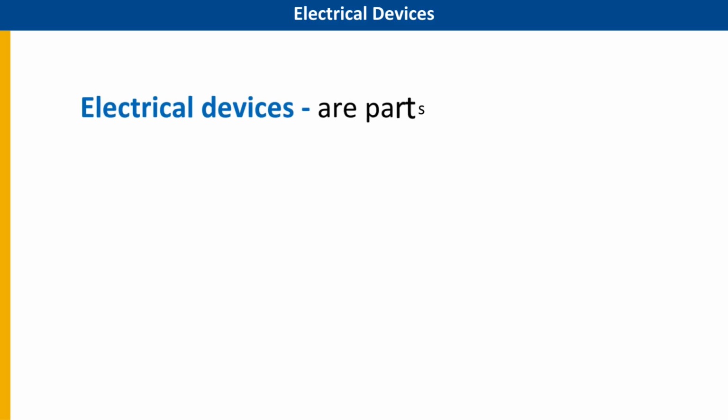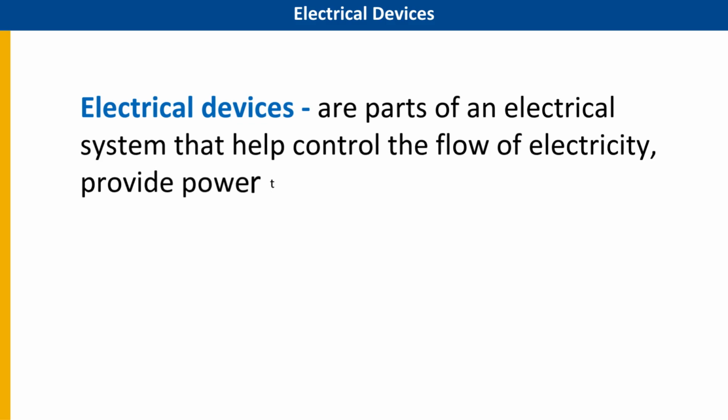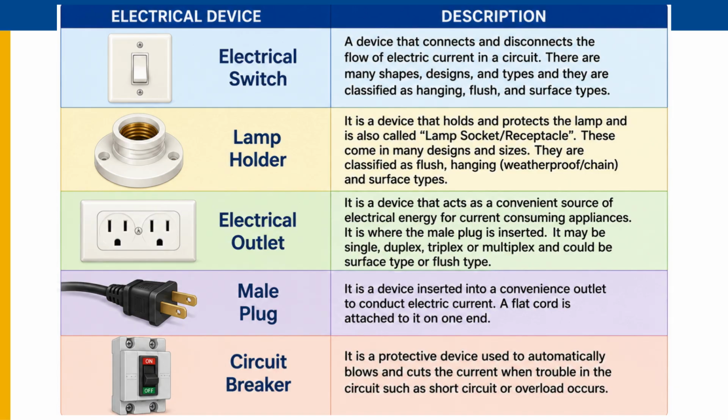Electrical devices are parts of an electrical system that help control the flow of electricity, provide power to appliances, and protect electrical circuits from damage. They are components that control, distribute, and protect electricity in a circuit. Examples include electrical switch, lamp holder, electrical outlet, male plug, circuit breaker. Each of these devices plays an important role in ensuring the safe and efficient operation of an electrical system.